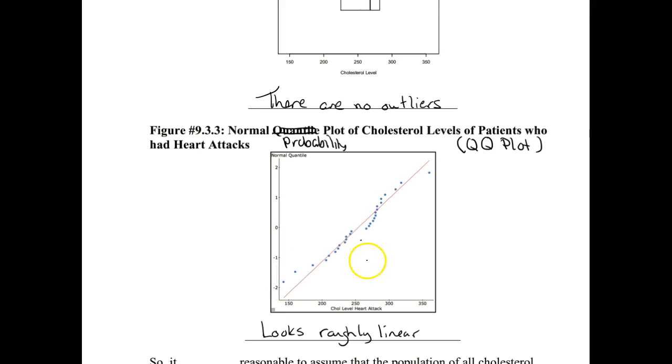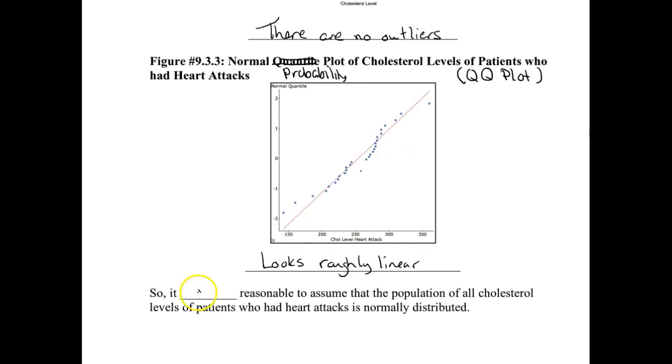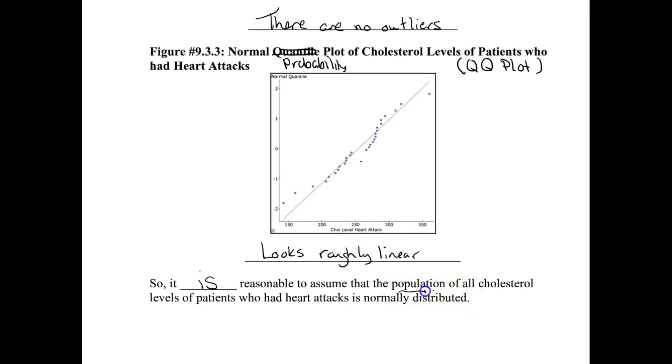StatCrunch doesn't put confidence interval bands on these types of graphs, but those bands allow us, we want it to be fairly close to the line in the center, and it is allowed to wander a little bit more in the ends. And we know from the previous graph up above that there are no outliers in there. So in this case, we're going to say it is reasonable to assume that the population of all cholesterol levels, for the patients who had heart attacks, is normally distributed.